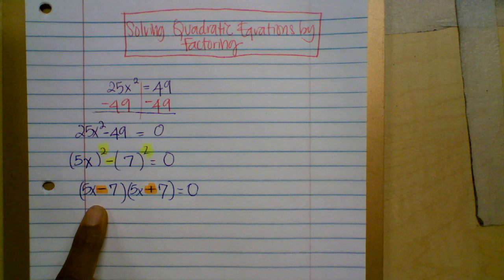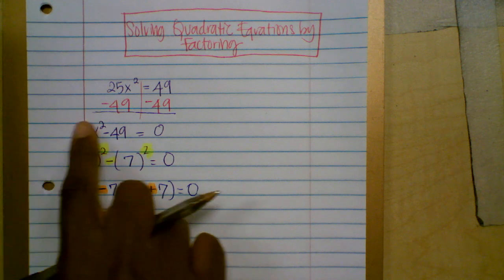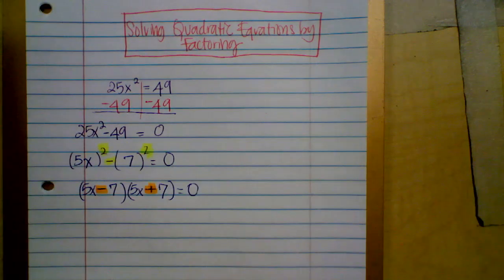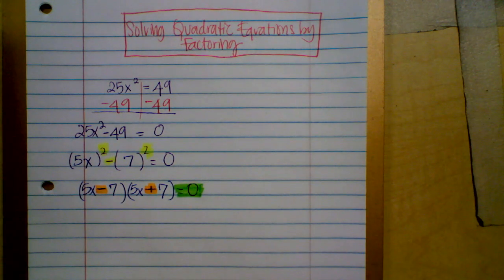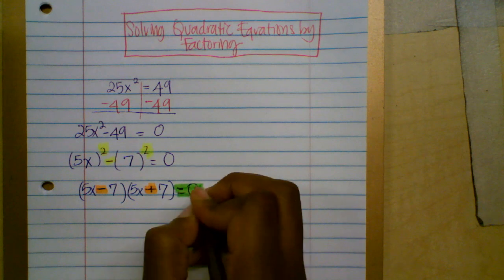Step 2 has been completed. Remember, we wrote the quadratic equation in standard form in step 1, and we factored it in step 2. So now step 3, you're going to apply the zero product property. What does this mean? It means that you're going to take each factor and set it equal to 0.